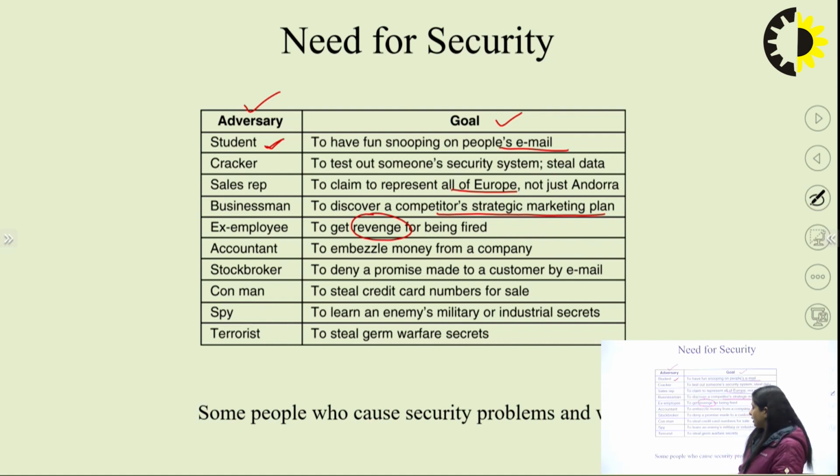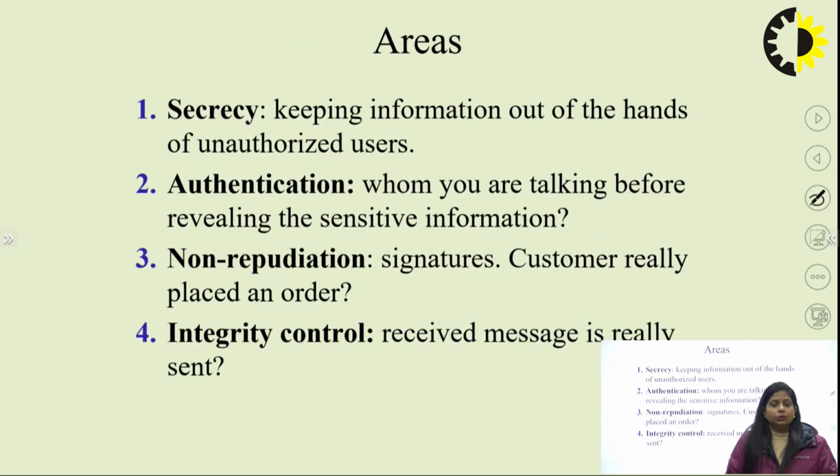Fine. So here we see some of the people who cause security problems, and these are the goals, or these are the causes why they are doing that. Fine. So how are we going to provide security? We have multiple mechanisms for that, right? So first of all, we need to understand what the various areas are, right?